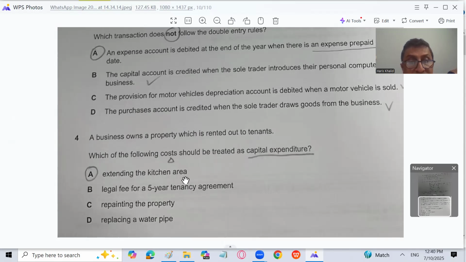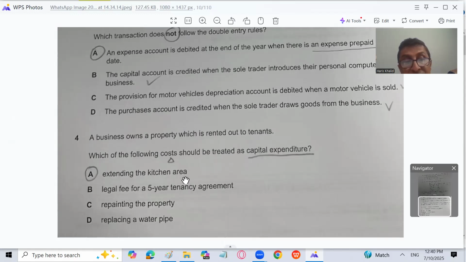So extending the kitchen area will not make a non-current asset installed or erected, nor will it increase the earning capacity. I don't think so. So I believe that B is the answer. The student has done it wrong.